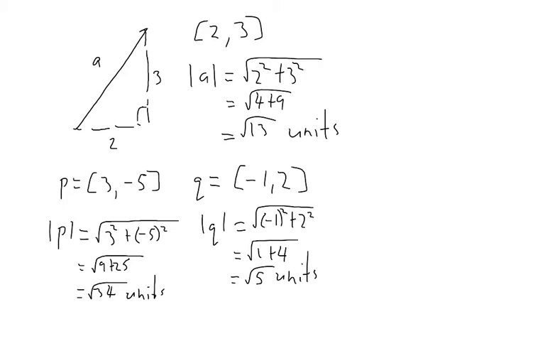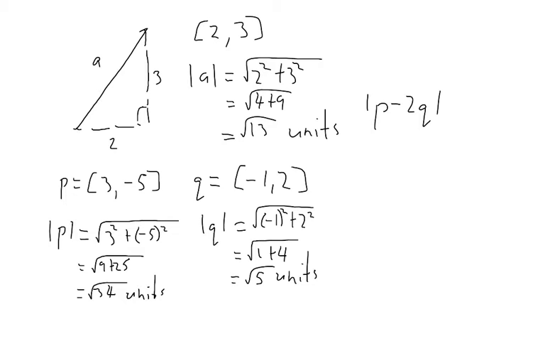Now, if we are asked to find the length of the vector P take 2Q, well, before we can do anything, we need to find out what that vector is. That's using our vector addition or subtraction in this case, and scalar multiplication that we've done in the past. If you're unsure, have a look at a previous video. So it's P take 2Q.